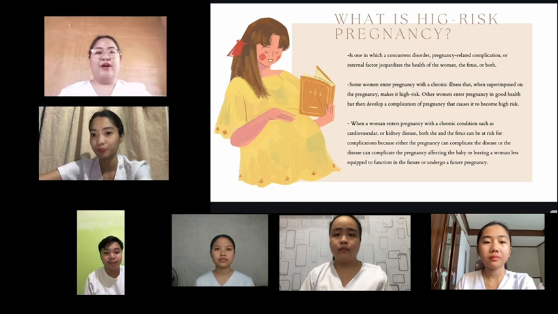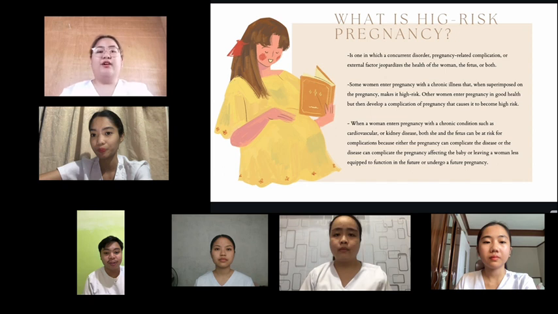Let us first identify what is high-risk pregnancy. So high-risk pregnancy is known as one in which a concurrent disorder, pregnancy-related complication, or external factor jeopardizes the health of the woman, the fetus, or both. Some women enter pregnancy with a chronic illness that when superimposed on the pregnancy makes it high risk. Other women enter pregnancy in good health but then develop a complication of pregnancy that causes it to become high risk.